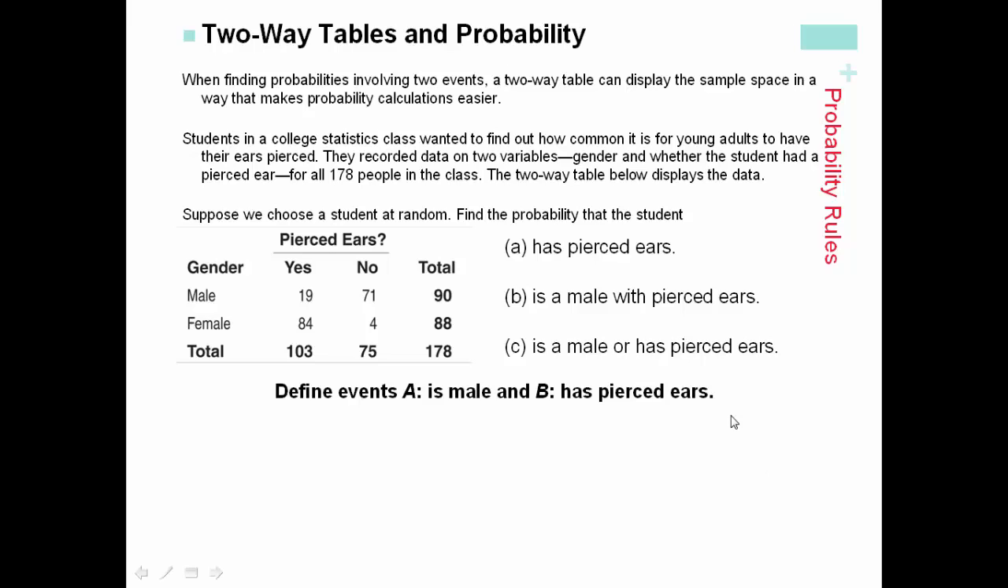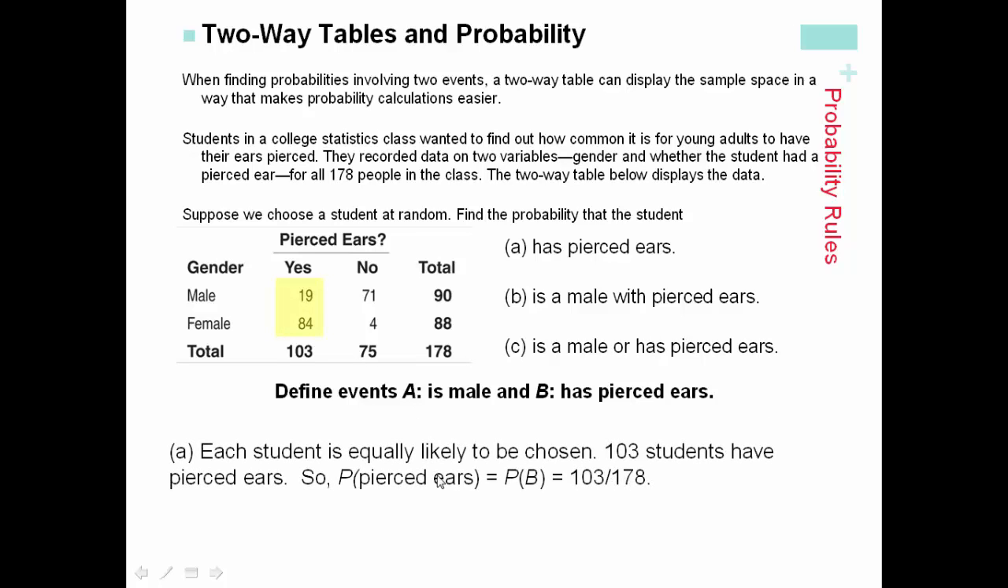When the probabilities involve two events, a two-way table can display the sample space in a way that makes probability calculations much easier. So in this example, we'll look at the probability that the student has pierced ears, is a male with pierced ears, and is a male or has pierced ears. We'll define event A as male and B as has pierced ears.